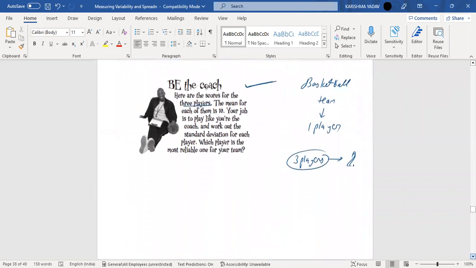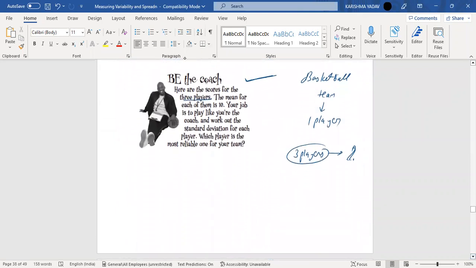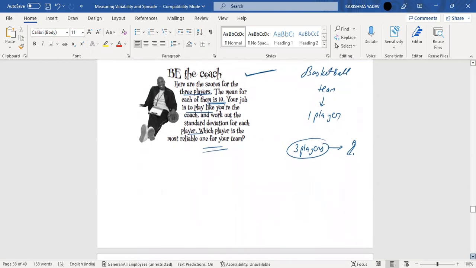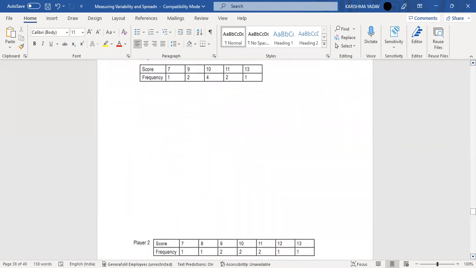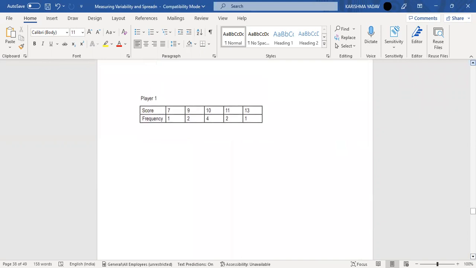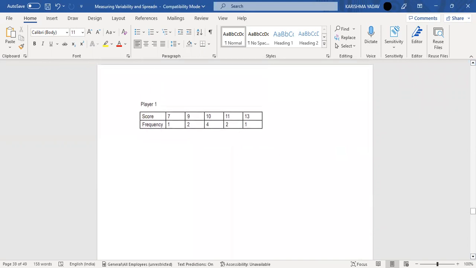Be the coach, here are the scores of three players, the mean for each of them is 10. It is given that the mean for each player is 10. Now your job is to play like you are the coach and work out the standard deviation for each player, which player is the most reliable one for the team. So we have to calculate the standard deviation for each of the players, and the one which has the less deviation, which has the less standard deviation, is the most reliable player in the team. It's very simple. So we have the mean for each player, that is 10, right?